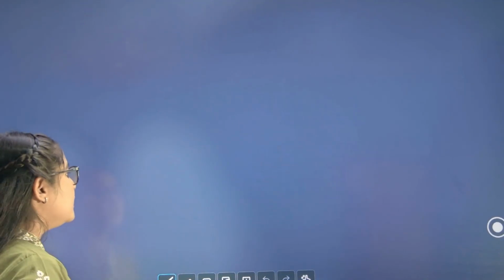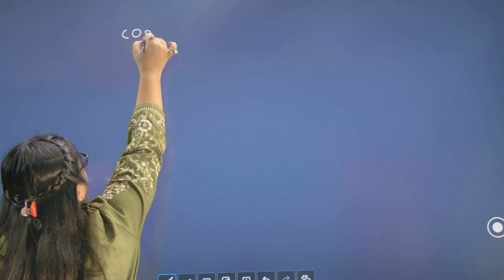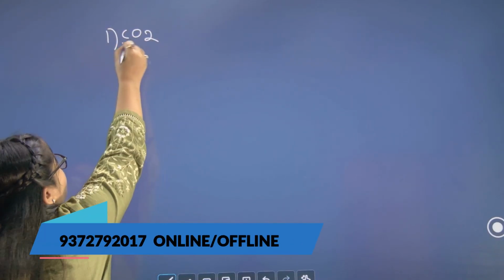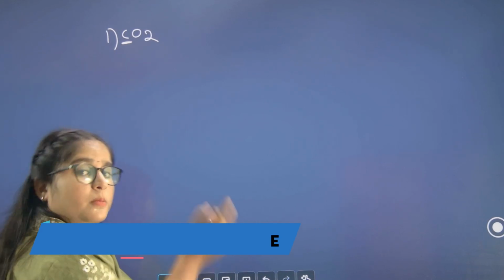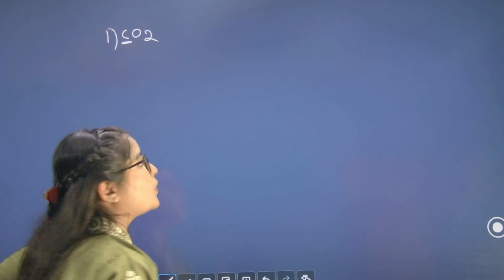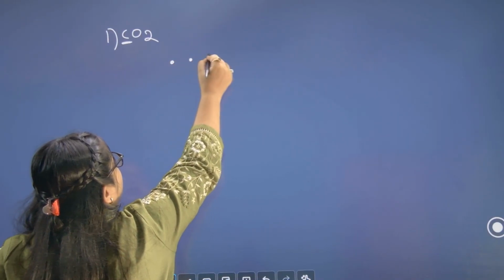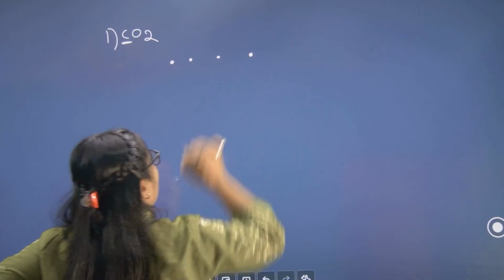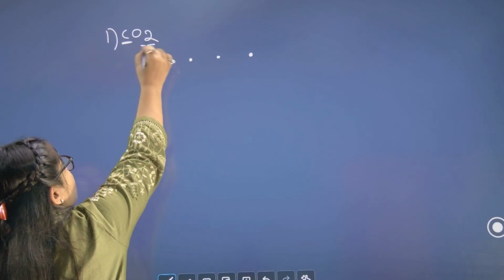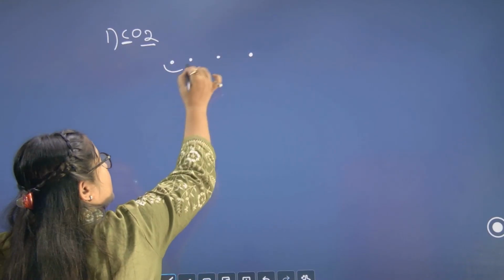Let's say the first question, I am giving you CO2. So we will see the central atom. I have taught you backside. Carbon valence electron is 4. Now I will write down here 4 valence electrons: 1, 2, 3, 4. After that, let us see oxygen. Oxygen can make how many bonds? 2 bonds. So how many oxygens? 2.